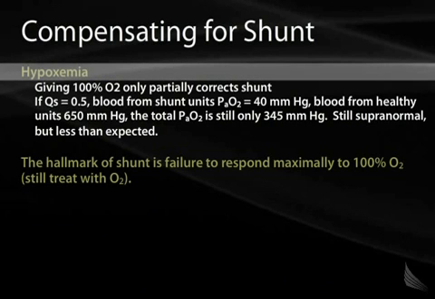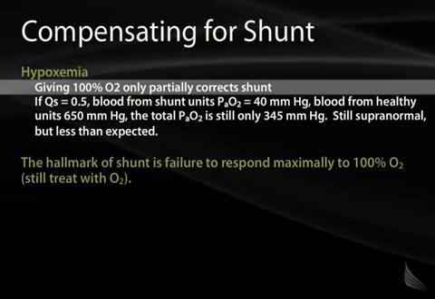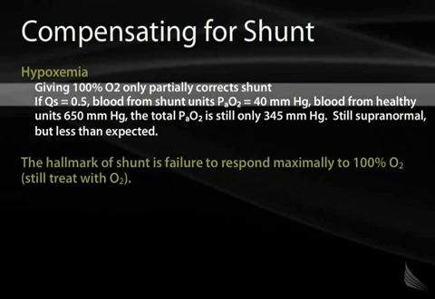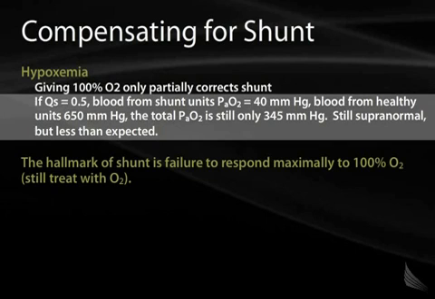Thinking about the compensations for shunt. If we were to give 100% oxygen, we can never fully correct shunt. For example, if 50% of a patient's blood is shunted, 50% of that blood will have a PaO2 of 40 millimeters of mercury. No matter how high you raise the rest of the PaO2 in the blood, you're never going to be able to compensate for that blood returning with a PaO2 of 40.